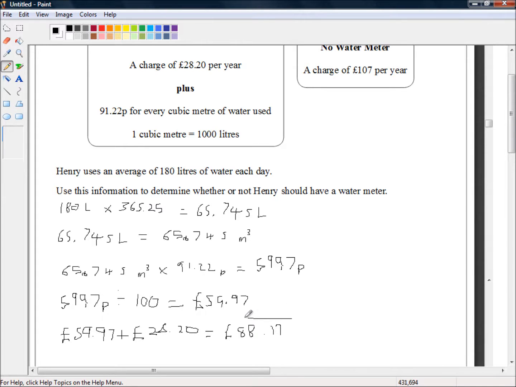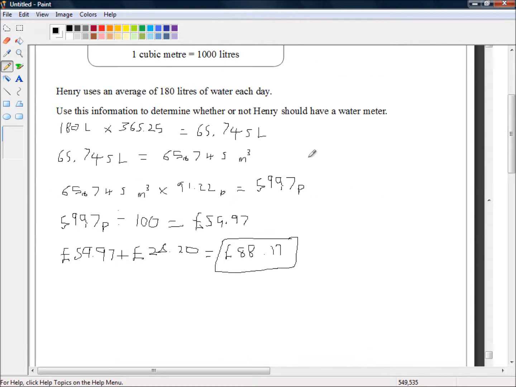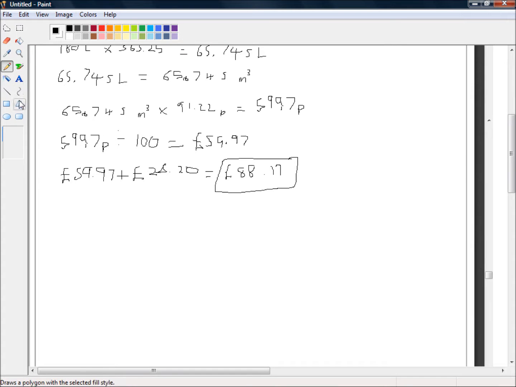Since £88.17 per year is less than £107 per year, he should use the water meter.